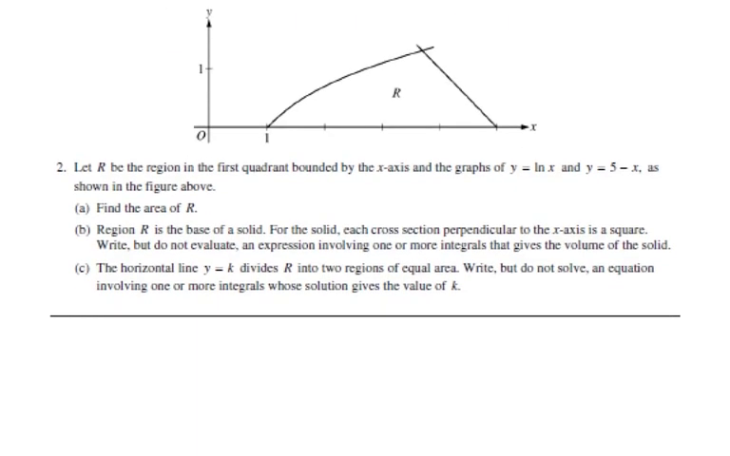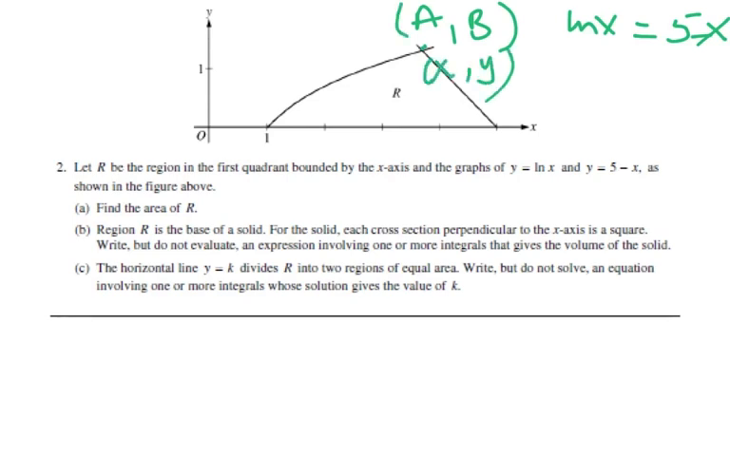Okay, so now we're going to continue with part B. If you remember, this is the point that we store, when natural log of x equals pi minus x. We store x as A and y as B, so we can call them x and y. In this problem, the cross-section is a square, but do not evaluate.